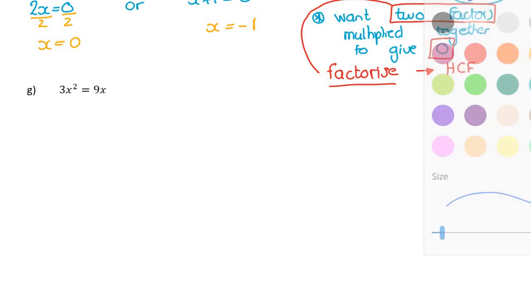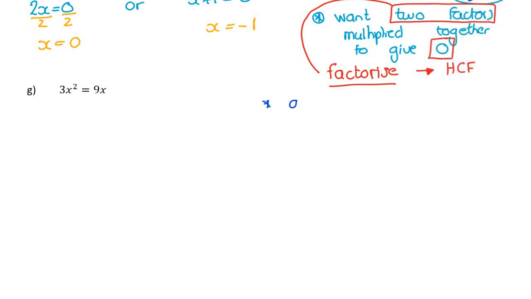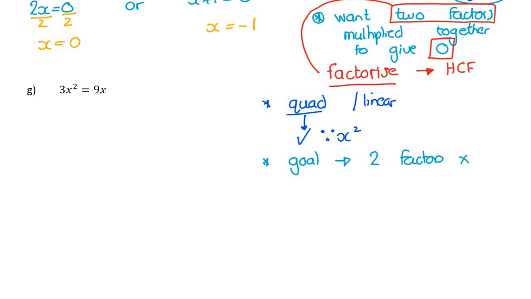So if I look at this question here, my first question to myself is, is this quadratic or is this linear? Now the answer to this question is it's quadratic because of the x squared. Now this is where we need to start looking at what our first step needs to be. Don't forget the goal. The goal is to get two factors multiplied together to give you 0. So my first problem in this question is there's no 0.